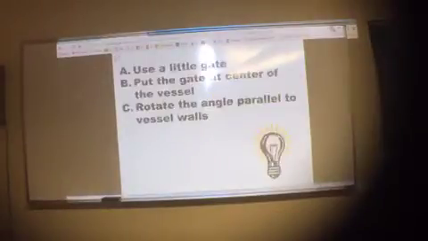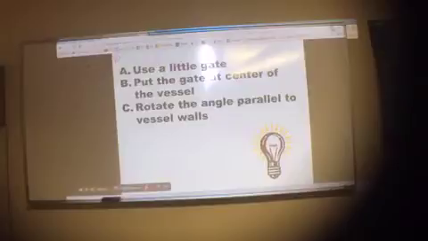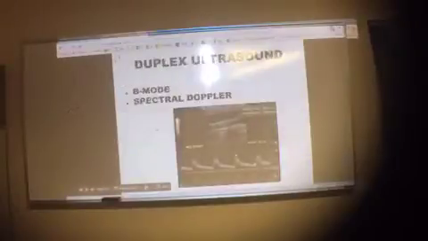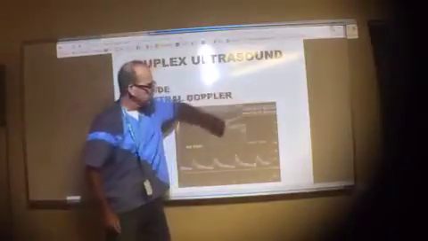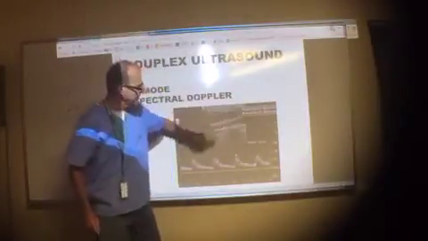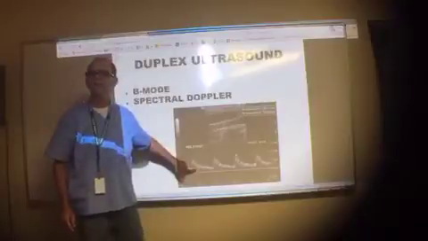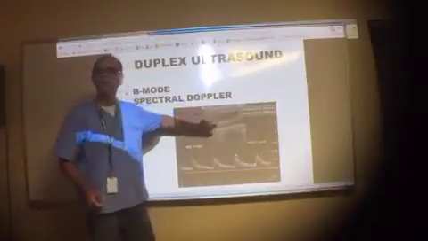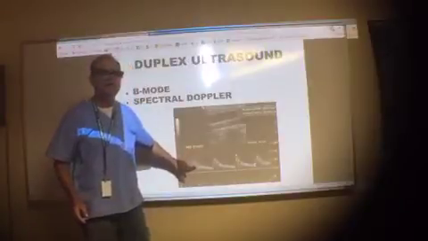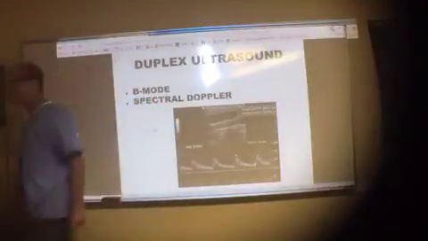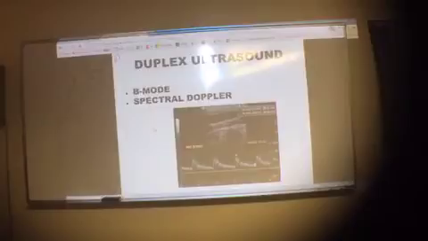Doppler tip, we know: use a little gauge, put the gauge in the vessel, rotate the angle parallel to the vessel wall. These are the 3 tips, and you know how to do it. Duplex ultrasound is the combination of B-mode, cursor, gauge, and spectral Doppler. You can also put color Doppler to help you, but only to help you, because the important thing here is the spectral Doppler.